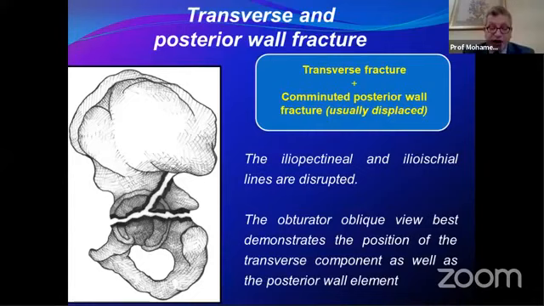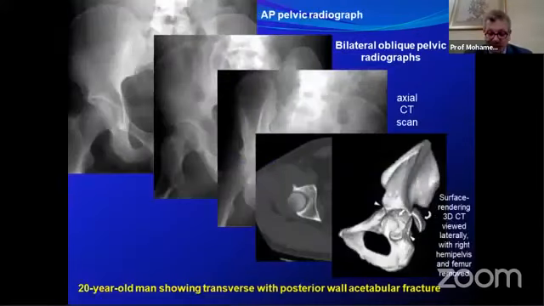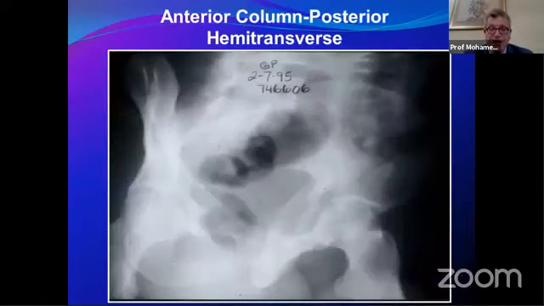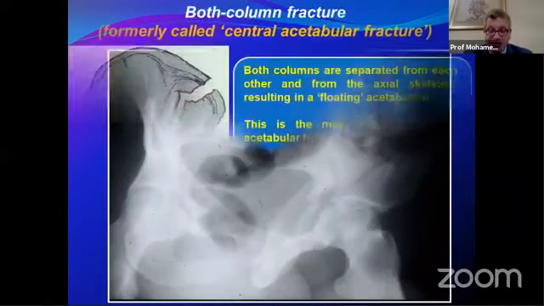The transverse fracture and posterior wall fracture. The transverse fracture plus comminuted posterior wall fracture, which is usually displaced, the iliopectineal and ischiopectineal lines are disrupted. Both lines are disrupted. The obturator oblique view best demonstrates the position of the transverse component with a posterior wall element. The anterior column and posterior hemi-transverse. This is an example in X-ray.